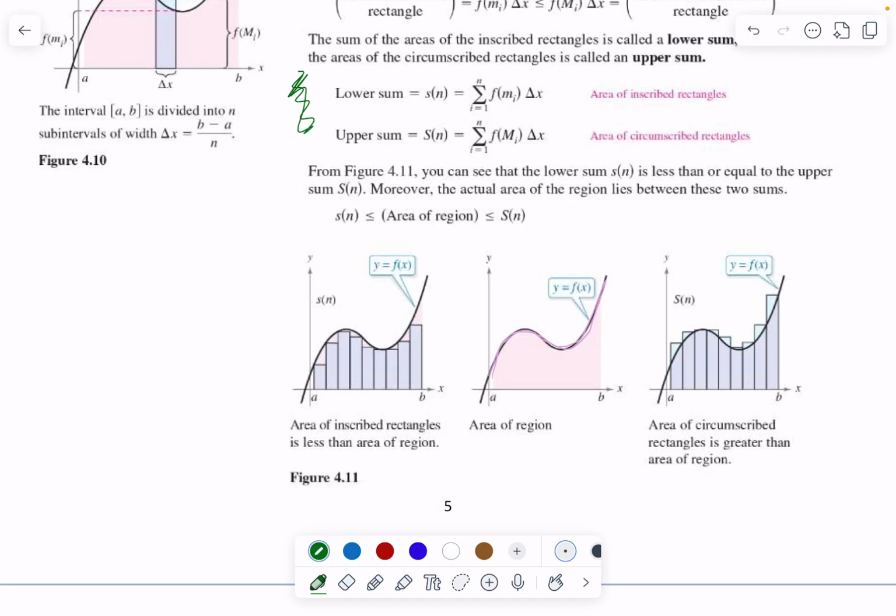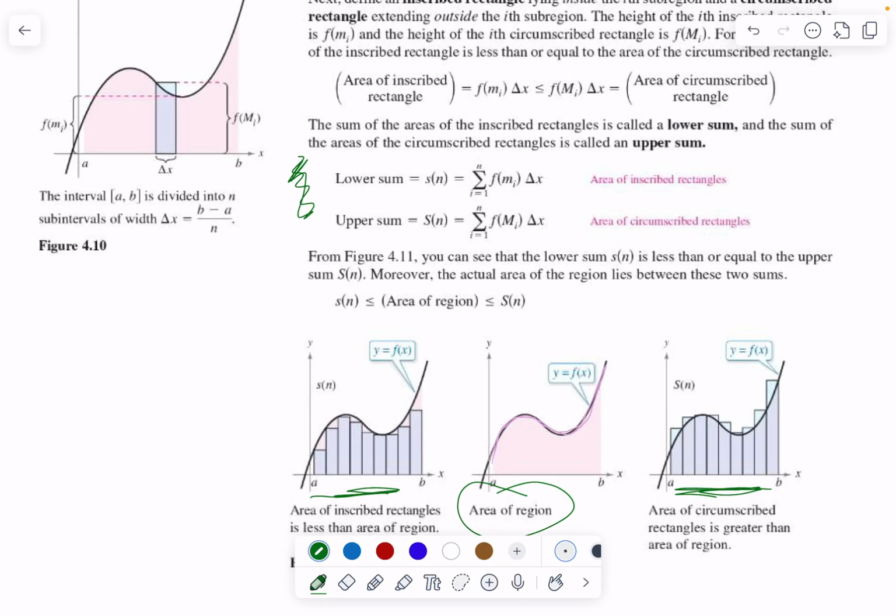So as the number of rectangles that are inscribed is increased, and the number of rectangles that are circumscribed increases, you get the area of the region. Okay, that's all. Rather than get bogged down in too much notation there, that's what that's saying. Eventually, with enough rectangles, the lower sum is going to equal the upper sum.